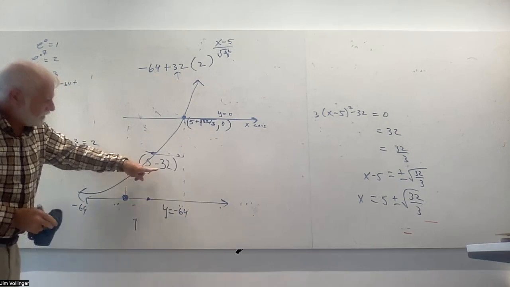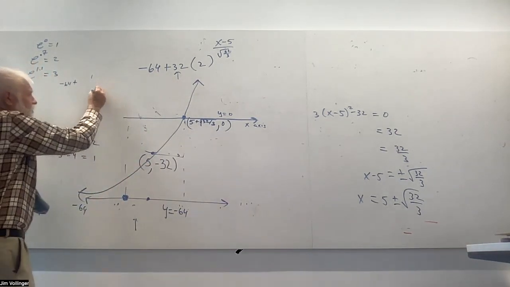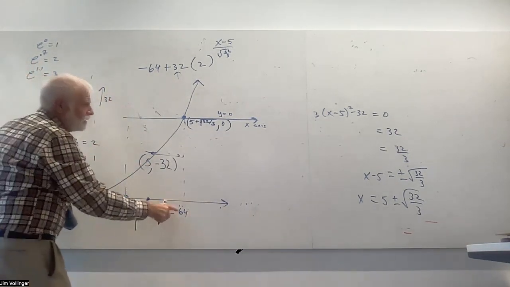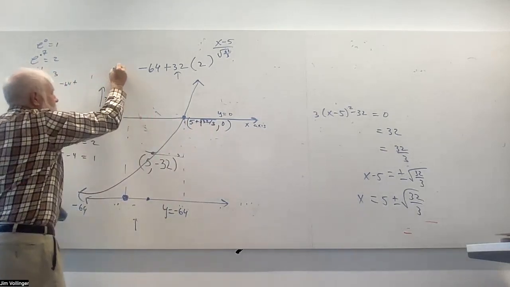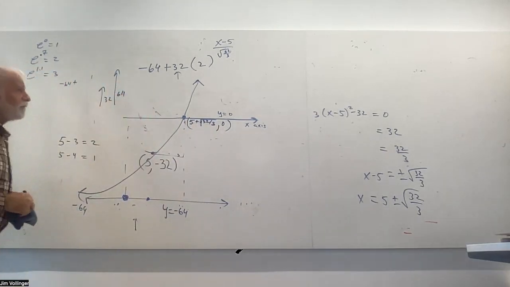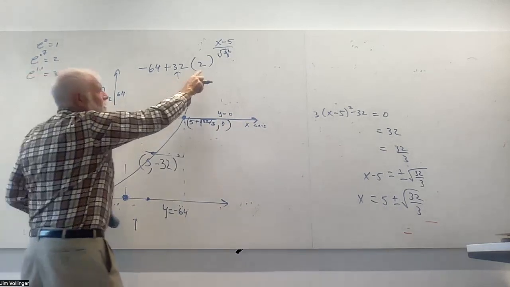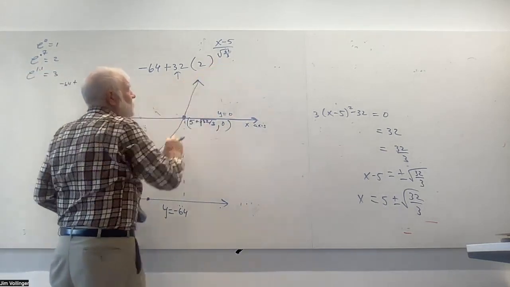You know, negative 64 to negative 32 is 32 units up. Negative 64 to 0 is 64 units up. And it appears that that's happening every square root of 32 over 3.